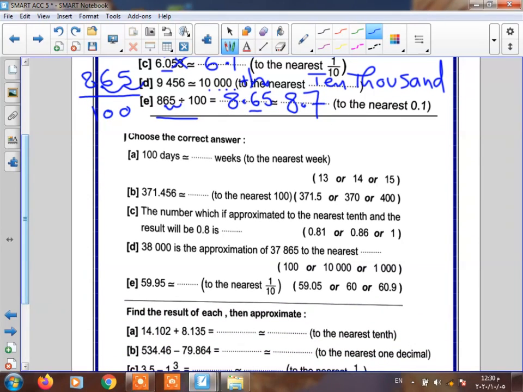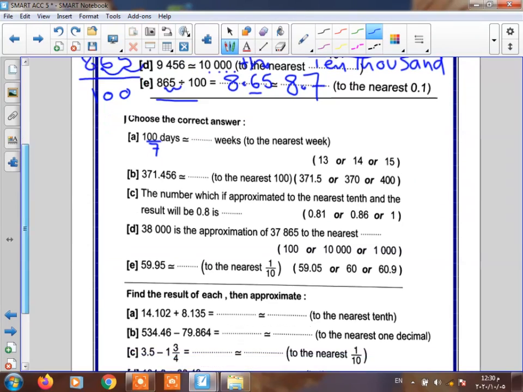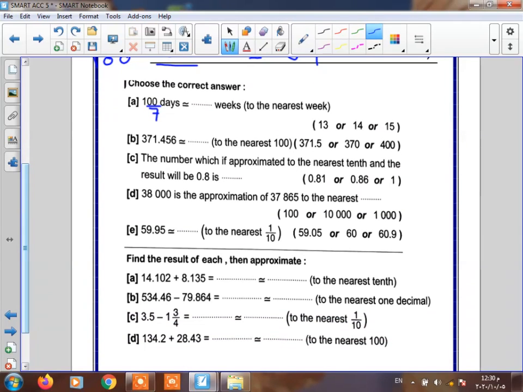Here we solved one like this before. 100 days approximately equal to weeks. Here the same, we will divide by 7 and make the same steps. 371.456 approximately equal to the nearest 100. Here 103. Look at the number before it, 7. Give 1, cancel all of the decimal.